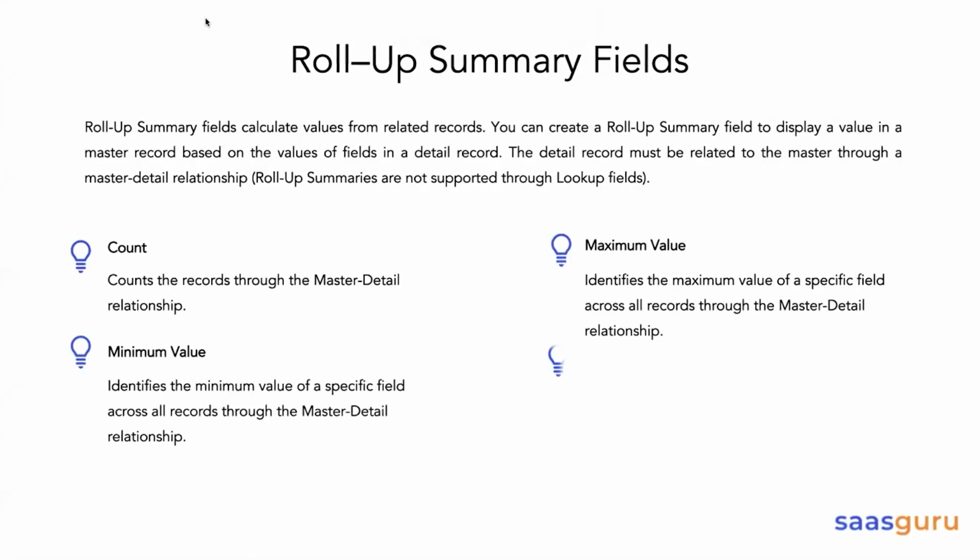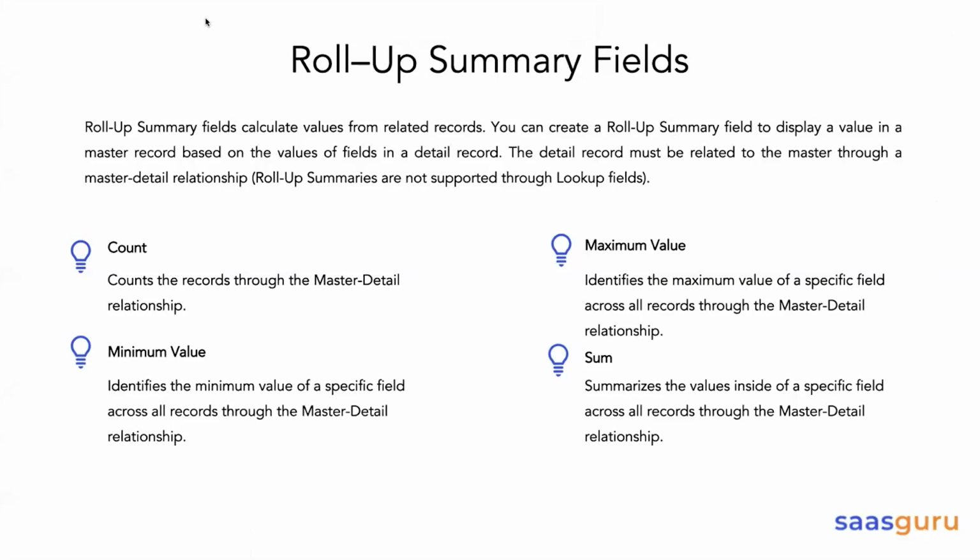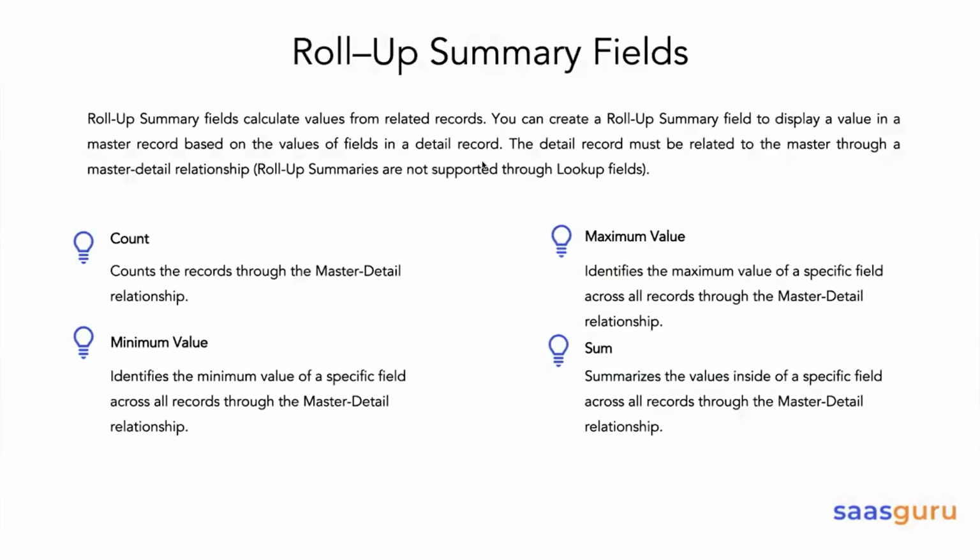Welcome to the masterclass. We are going to continue from where we left off, roll-up summaries and formula fields. Roll-up summaries are applicable for only those objects which are tied together in a master detail relationship, and roll-ups are created on the master object, on the master side. So what is a roll-up basically? It's a type of a field.